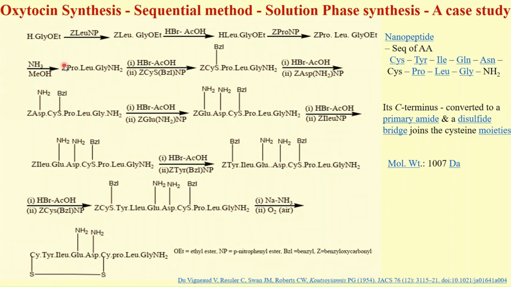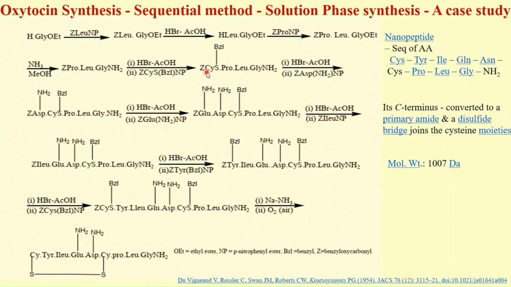The Z protection of proline is removed by treating with hydrogen bromide and acetic acid, followed by treatment with N and S protected cysteine, where we get the cysteinyl prolyl leucyl glycinamide.